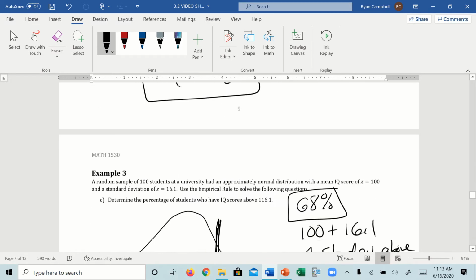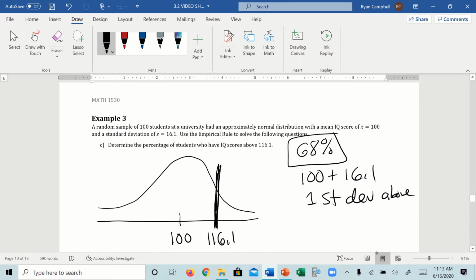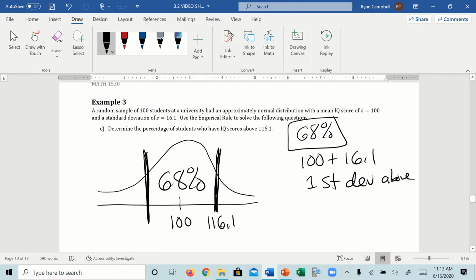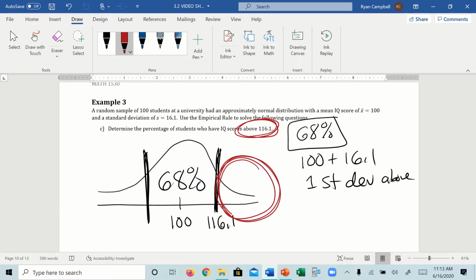Right? Did we want it to be within? So this is 68%, right? This is 1 standard deviation within the mean. Is that what we wanted? No, we wanted it to be above 116. So this is the area that we wanted. We want to know what's this percentage.